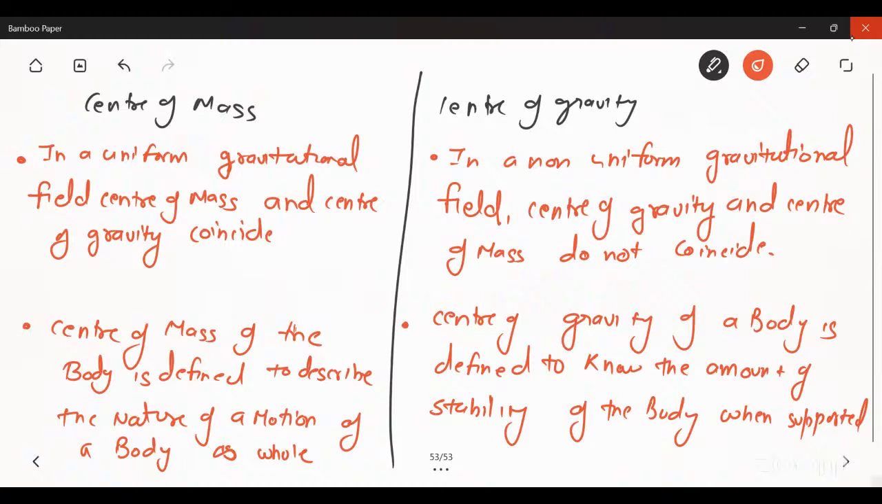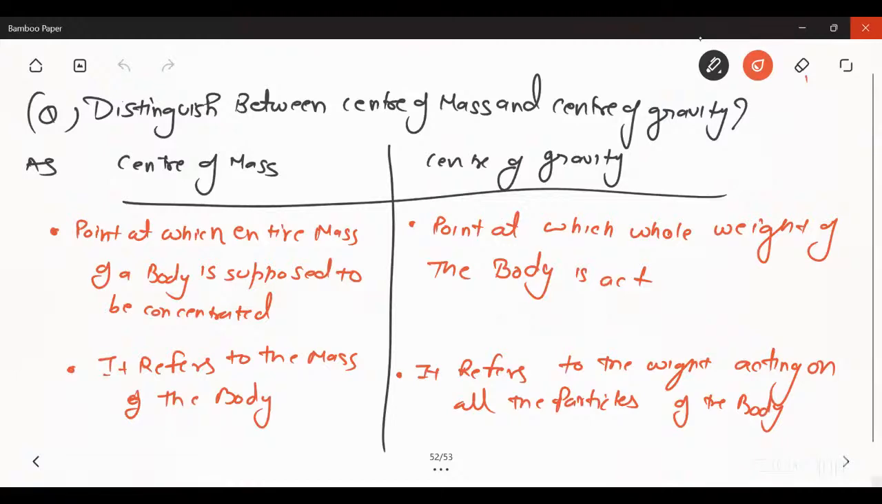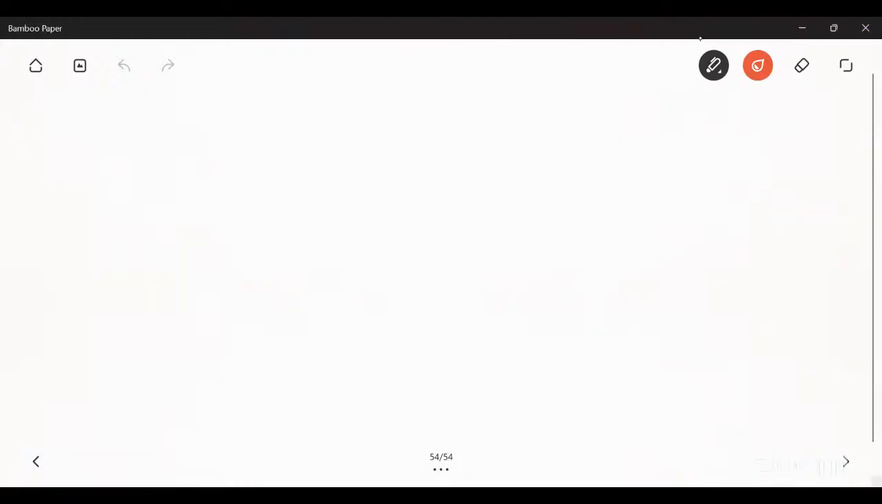So that was the difference between the center of gravity and center of mass. This question is repeated three times in your previous year questions, so that was very important from your exam point of view. So you have to remember all these points and you can write all these points in your examination. Now the next one, center of mass and center of gravity will be clear.